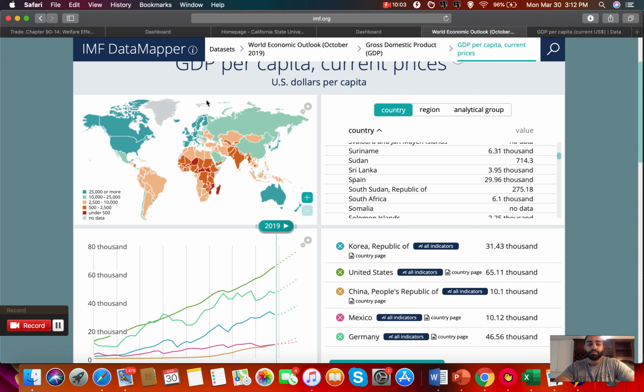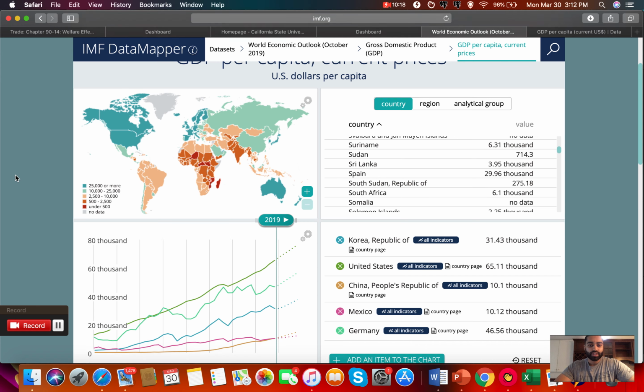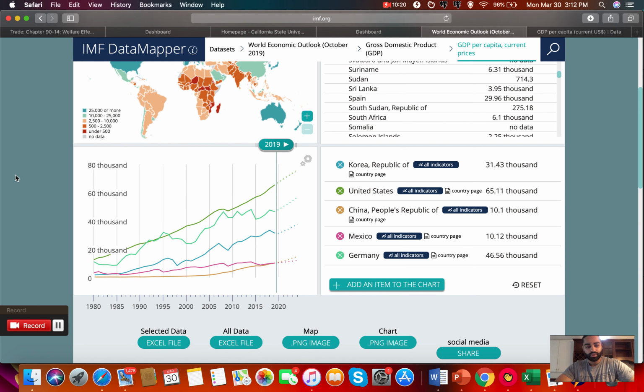So all these countries are middle income countries, as well as Chile. They're not at the advanced economy stage, but they do exhibit good characteristics. So they're on the path to growth. And now if we scroll down a little more, we have a little chart dating back from 1980 all the way to 2020. The countries I've plotted on this are Korea, the United States, China, Mexico, and Germany.